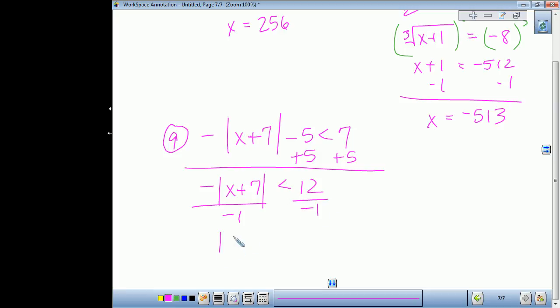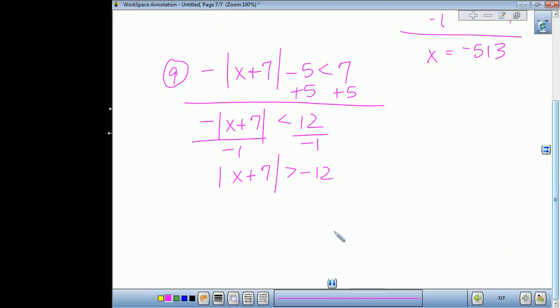And then we get the absolute value of x plus 7 is, when I divide by negative, that switches the inequality. So it's actually greater than negative 12. Now, this one, there's not even a need to split, because every absolute value is going to be greater than a negative number. So I automatically know the answer to this is all real numbers, which if I graphed it, the entire graph would be shaded, and the interval would be from negative infinity to positive infinity.